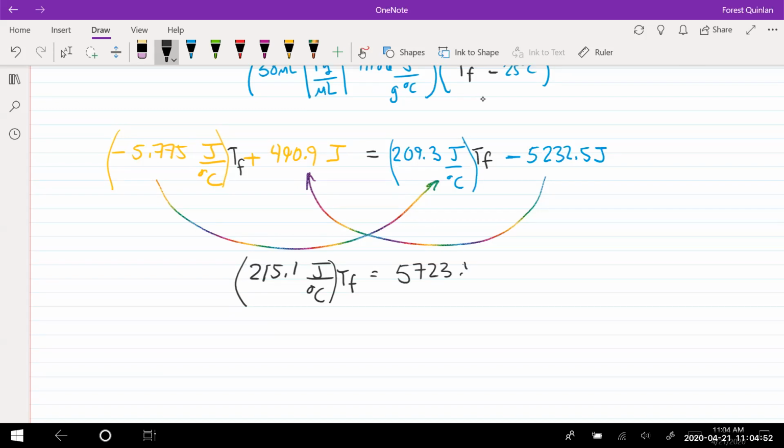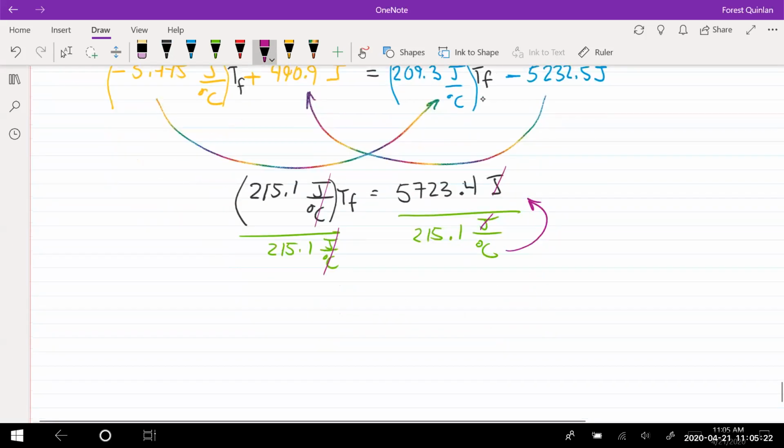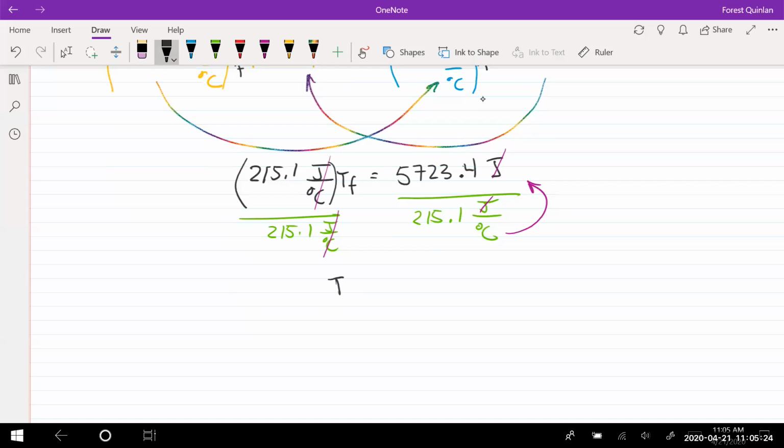5,723.38. So I'm going to go with 0.4, and that is in joules. What I'm going to do now is divide both sides by 215.1 joules per degree Celsius. What I want you to note here is that the joules per Celsius go away, and the joules go away. Celsius now becomes my units. And so at the end of the day, that final temperature is 26.6 degrees Celsius.